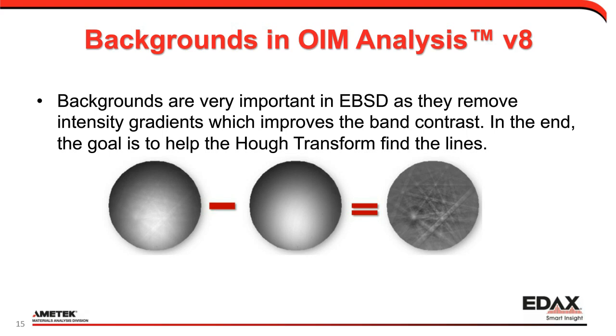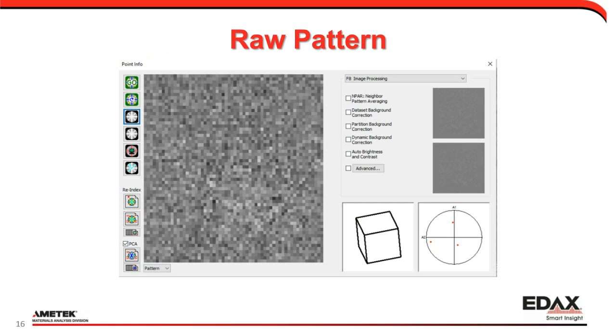So let's just step through the background process. Go ahead and step back real quick. This right here is the pattern view, the point information that I have when I am doing NPAR, where I'm in the reindexing routines inside of OIM Analysis. In the middle here, you can see the big screen. That is the pattern view.